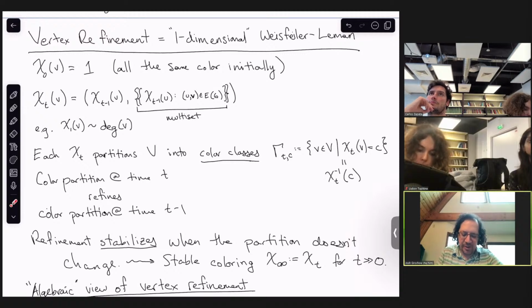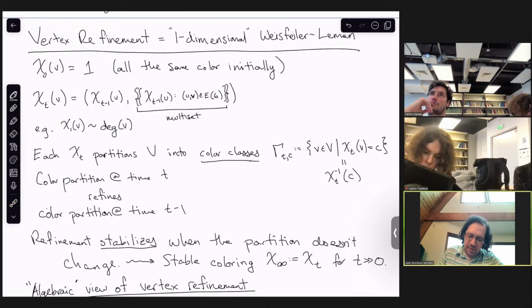If I have my coloring at time t-1, chi sub t-1, the color of a vertex v at time t is going to consist of a pair, two parts, consisting of its old color, which makes sure I'm not forgetting any of the previous information, and then the multiset of the colors of its neighbors from the previous coloring. So this is the multiset of chi sub t-1 of the neighbors of that vertex. Initially, everything has the same color, so it's not distinguishing any vertices.